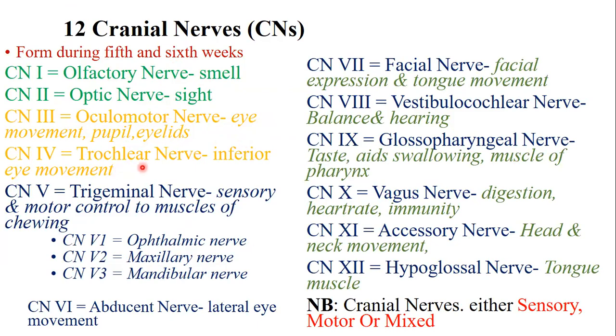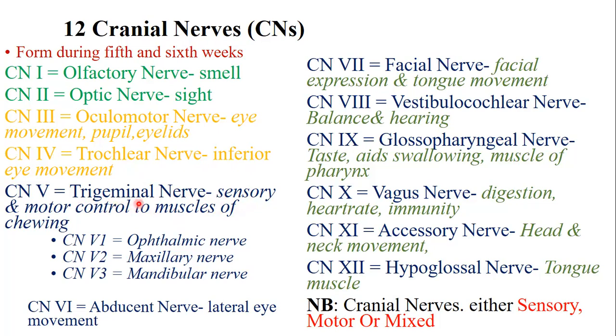Then trochlear nerve, or cranial nerve number 4, this nerve is involved in inferior movement of the eye. So for us to look down without moving the head, just the eyes, it's the trochlear nerve, supplying muscles of the eye. Then trigeminal nerve, this mainly controls sensory and motor movement in the muscles of chewing or muscles of mastication. So we find these muscles in the jaw, upper and lower jaw.